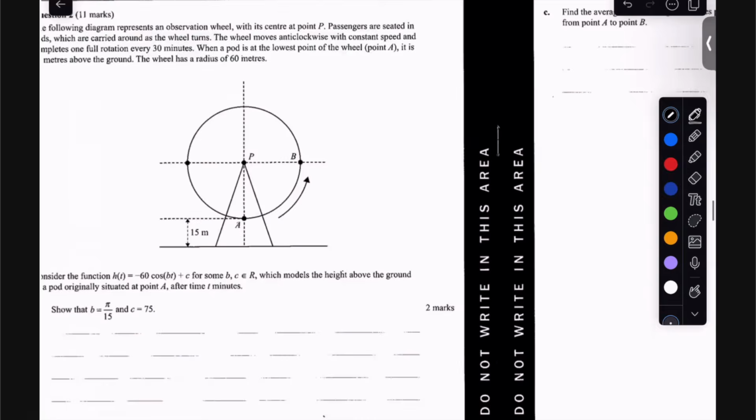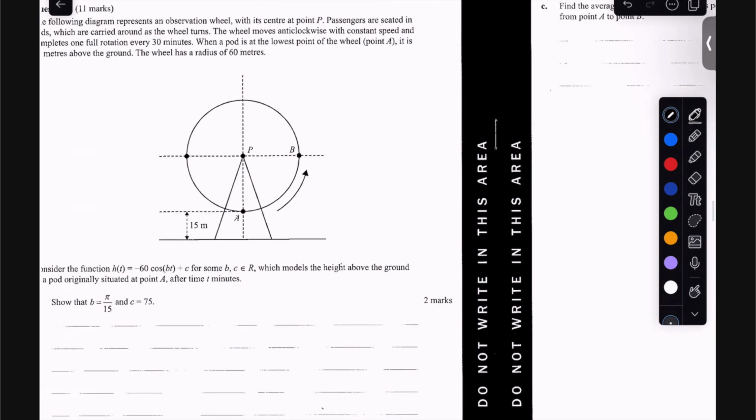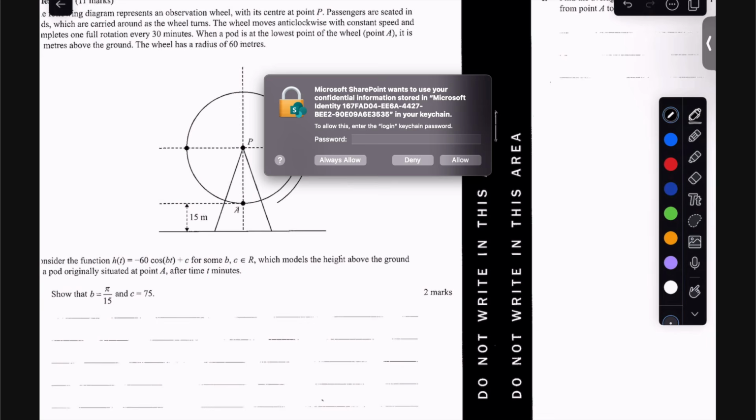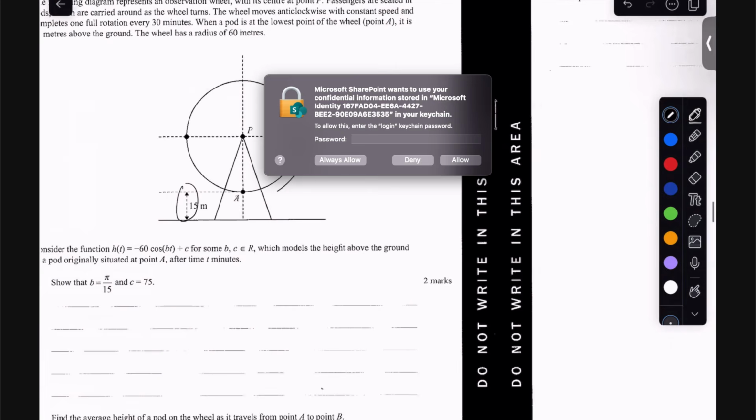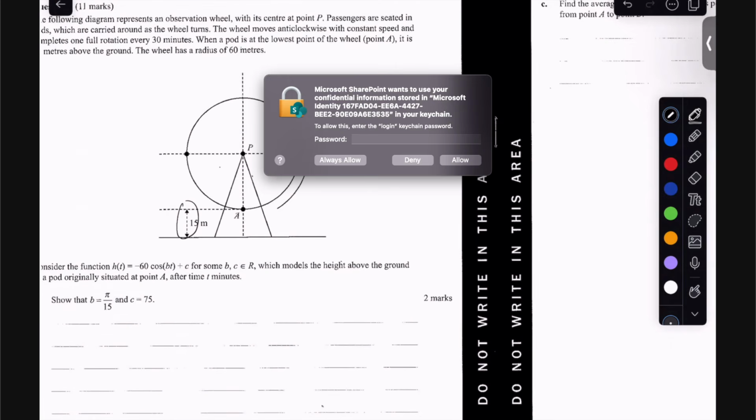Question 2. The following diagram represents an observation wheel with its center at point P. Passengers are seated in pods, which are carried around as the wheel turns. The wheel moves anti-clockwise with constant speed and completes one full rotation every 30 minutes. When a pod is at the lowest point of the wheel, point A, it is 15 meters above the ground. The wheel has a radius of 60 meters, so AP is 60 meters.